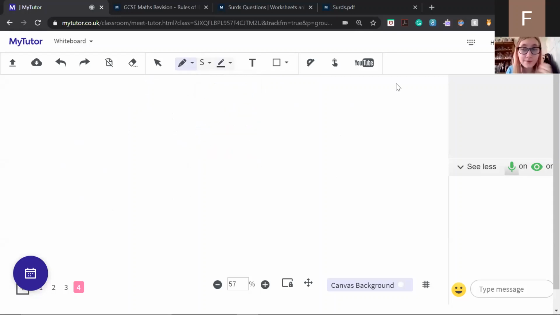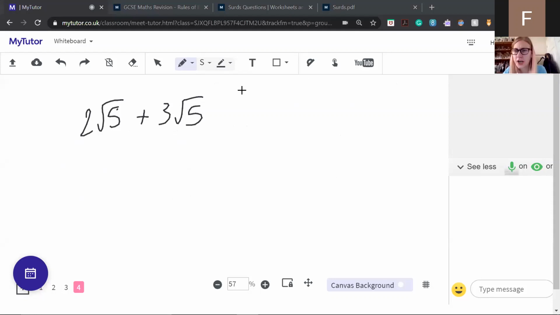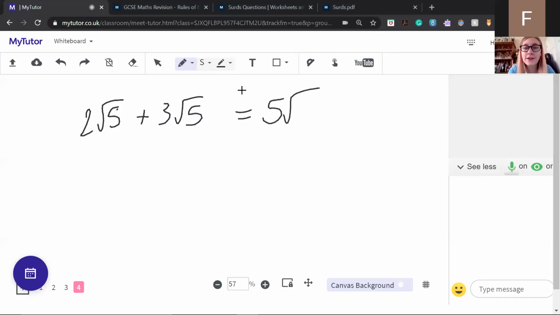If in doubt, imagine that you were dealing with an x, right? So let's say we have 2 root 5 plus 3 root 5. That looks like a strange kind of thing, right? But let's imagine this was 2x plus 3x. Well, we wouldn't hesitate in calling that 5x. So that's the same thing, but here the x is just root 5. So you just add them like normal. They're just a variable in their own right.